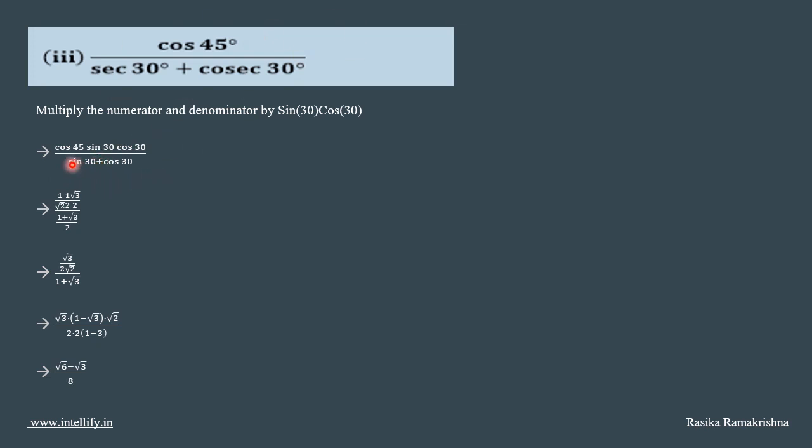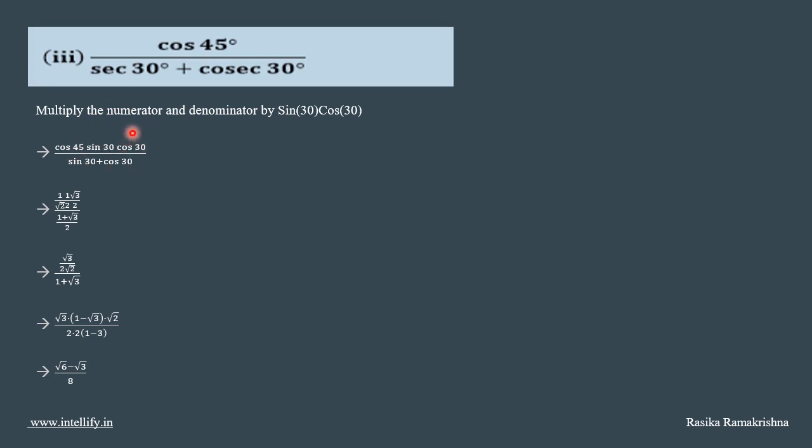So what happened here? The numerator obviously makes sense, but what happens to the denominator? How did secant 30 plus cosecant 30 become sine 30 plus cos 30? Well, when you multiply sine 30 cos 30 by the first term in the denominator, secant 30 into sine 30 cos 30 is going to be sine 30 because secant 30 times cos 30 is 1. Therefore, the first term is sine 30. And similarly, if you multiply cosecant 30 by sine 30 cos 30, we have cosecant 30 times sine 30 to be 1. Therefore, the second term is just cos 30. So this is the expression that we have.